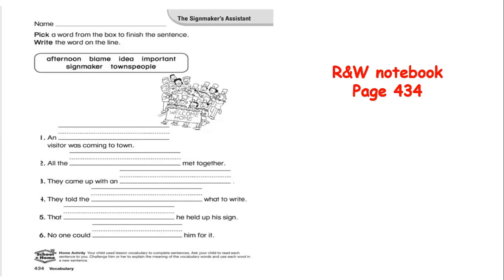Okay, we have to write the word on the line from this box. We have afternoon, blame, idea, important, sign maker, and townspeople.